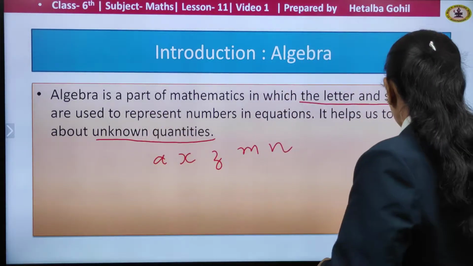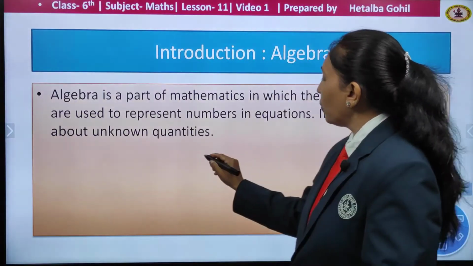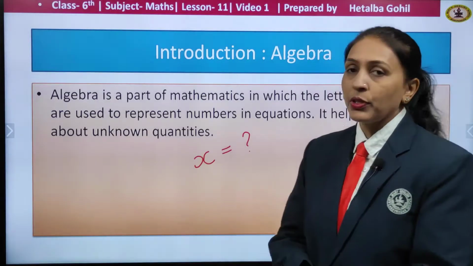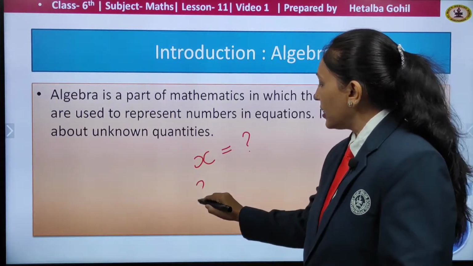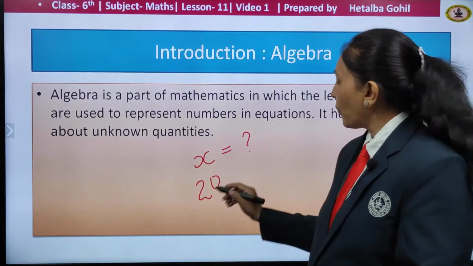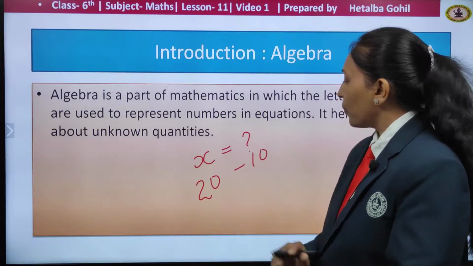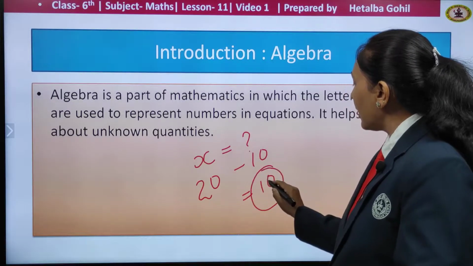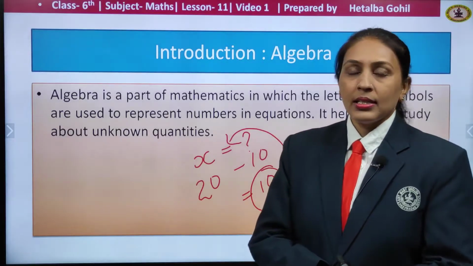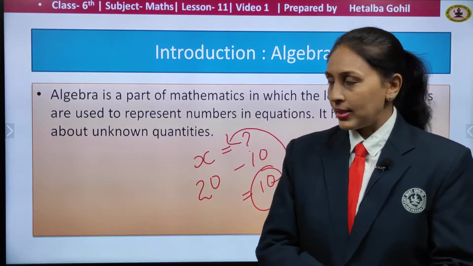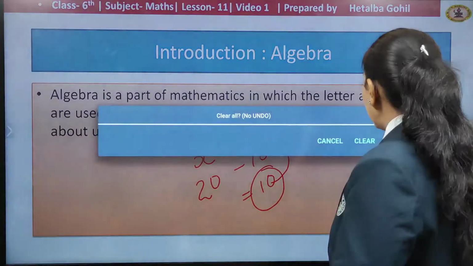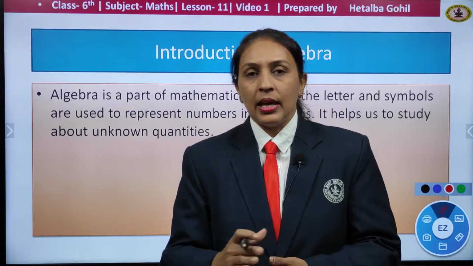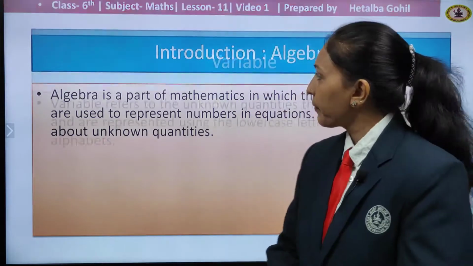For example, children, that unknown quantity I suppose as X, which I have to find, which is given to your sister. The total 20 were there, out of that 10 is given to you. That means the remaining one is 10. So this 10 represents the number of chocolates given to your sister. So algebra is nothing but finding out certain unknown quantities by using alphabets and some operations with them.